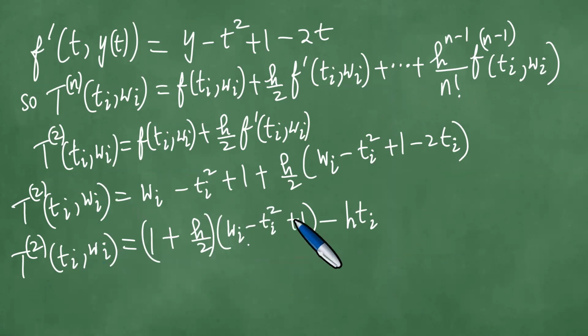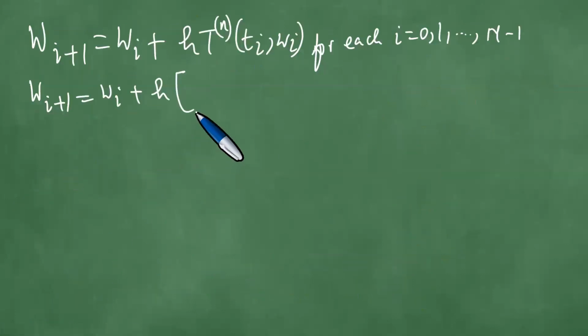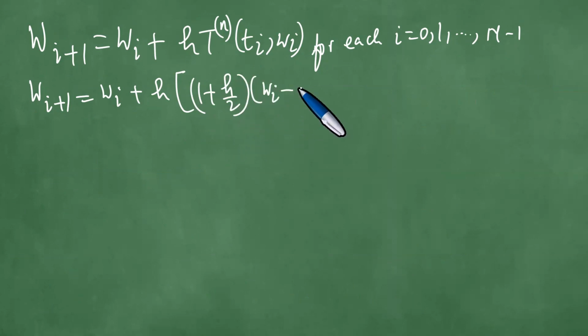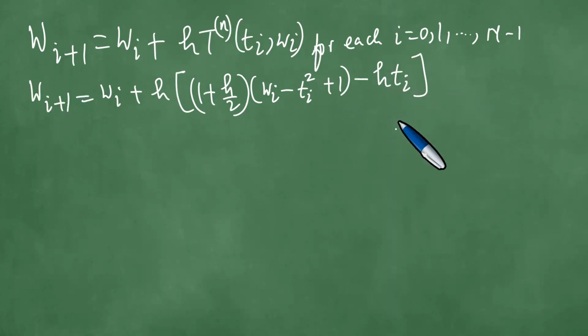Okay, T2 is exactly this. So which means that it's exactly 1 plus h over 2, and then is the Wi minus Ti squared plus 1 Ti. Okay, so this becomes sort of the formula here.